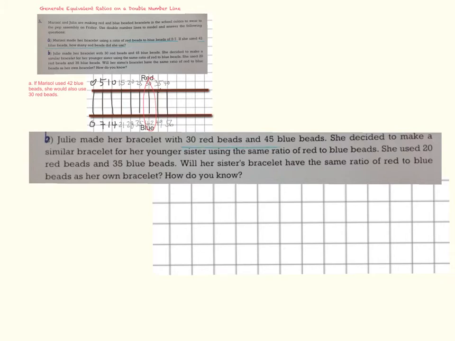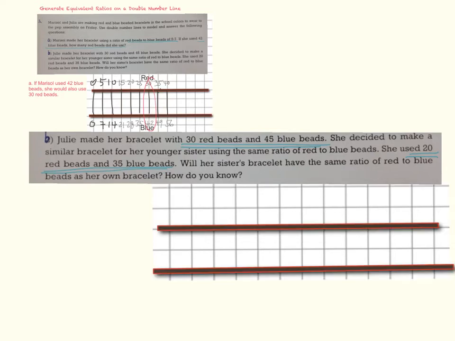Okay, so let me highlight the essential information here. 30 red beads and 45 blue beads, and that is the ratio that Julia is using. But when she made the bracelet for her sister, she's using 20 red beads and 35 blue beads. And now we need to find out whether it's actually the same ratio or not. We're going to find out by using a set of double number lines. Okay, so I'm going to draw them. I will use the top line for red and then the bottom line for blue.